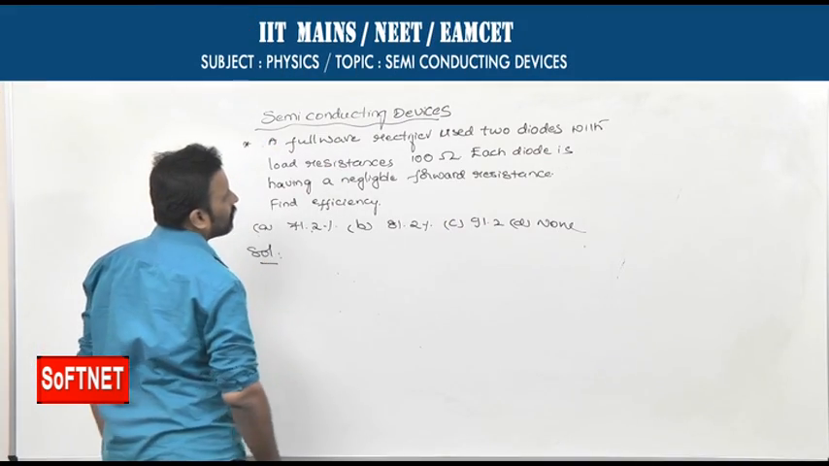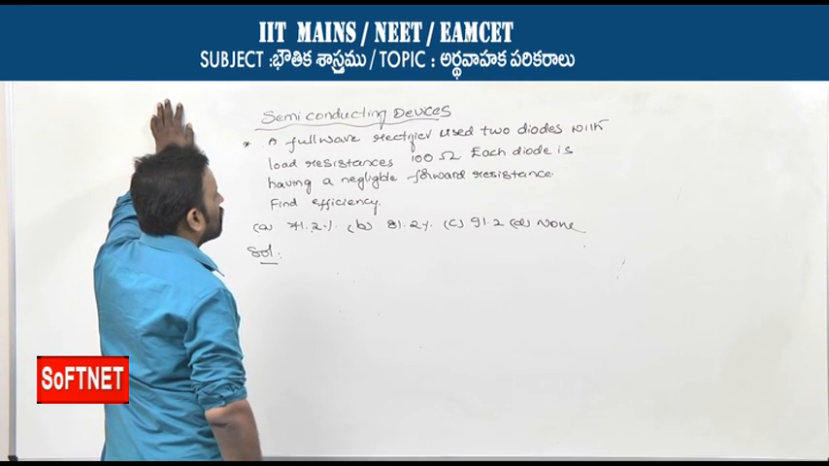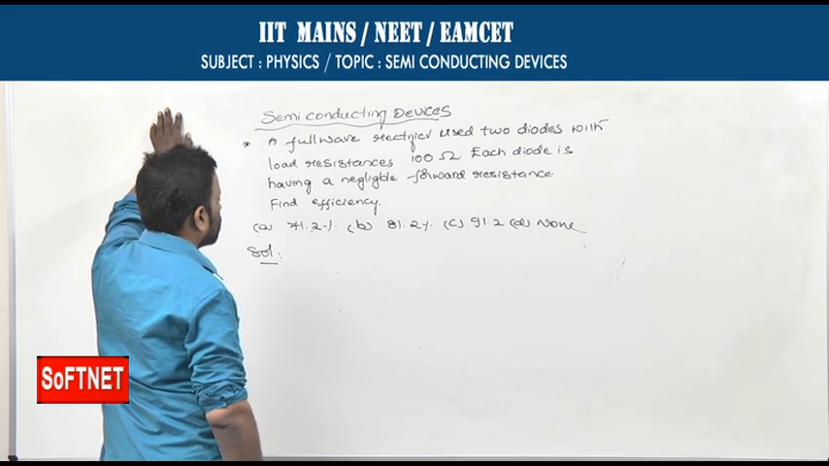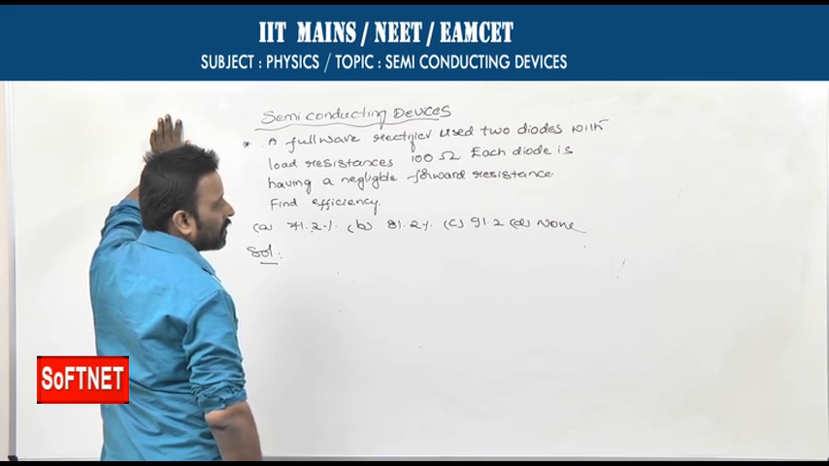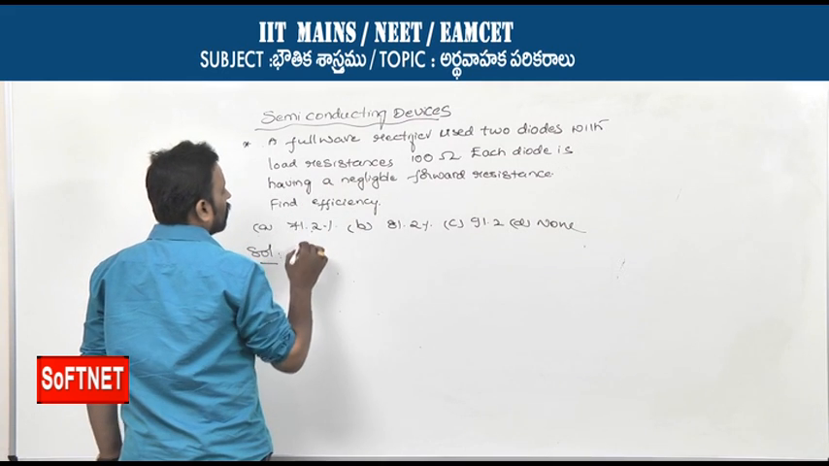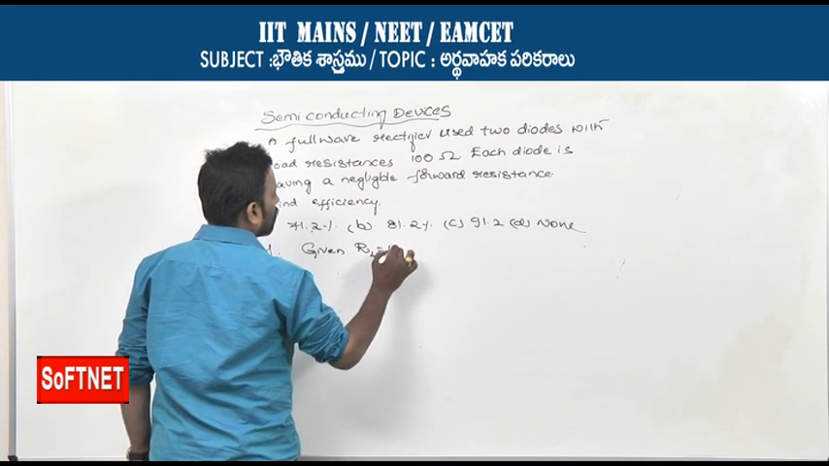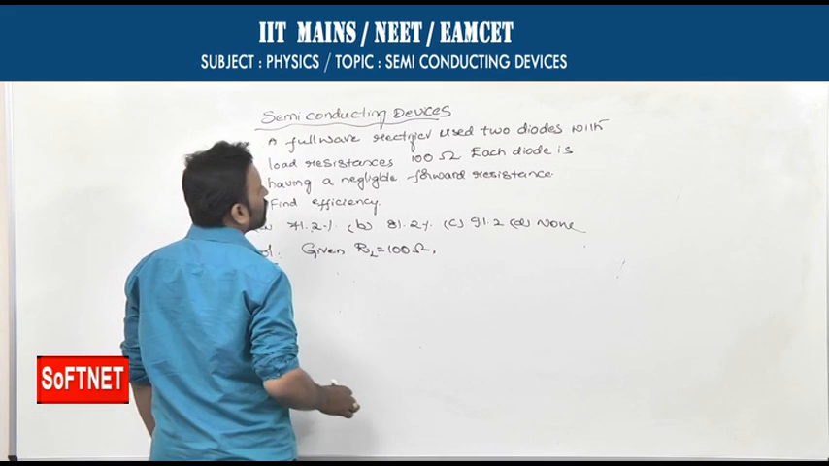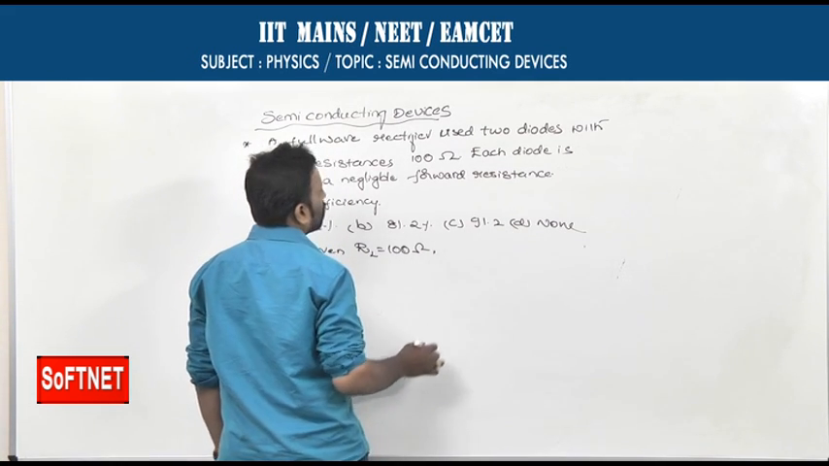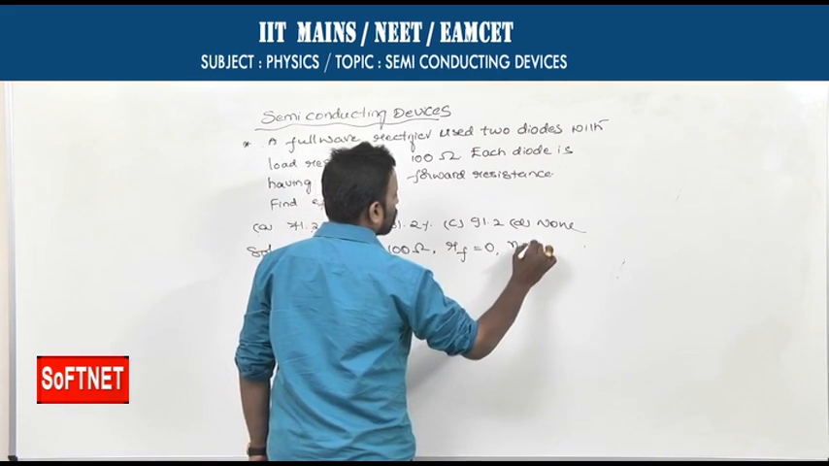A full wave rectifier uses two diodes with load resistance 100 ohms. Each diode is having a negligible forward resistance. Find its efficiency. The given options are 71.2%, 81.2%, 91.2% and none. Now, according to the data given, load resistance is 100 ohms. Each diode is having a negligible forward resistance, RF, you can take it as 0. You are asked to calculate efficiency.